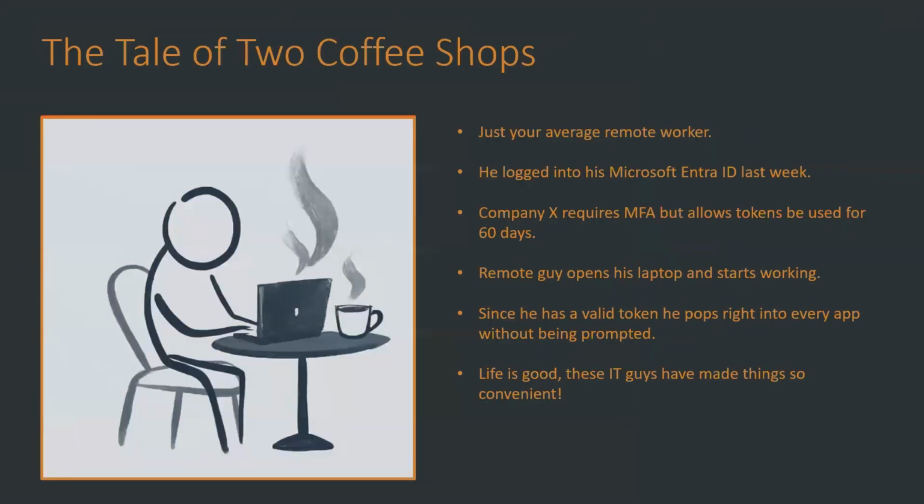So we're actually getting close to done here, and we wanted to have a little bit of fun demonstrating what all of this can do for an organization and what's at risk. So we created these slides called the Tale of Two Coffee Shops. First, let's go with Bob again. Bob is just your average remote worker. He logged into his Microsoft Entra ID last week. He's got a 60-day token now because he checked that Remember Me box. Opens his laptop, starts working.